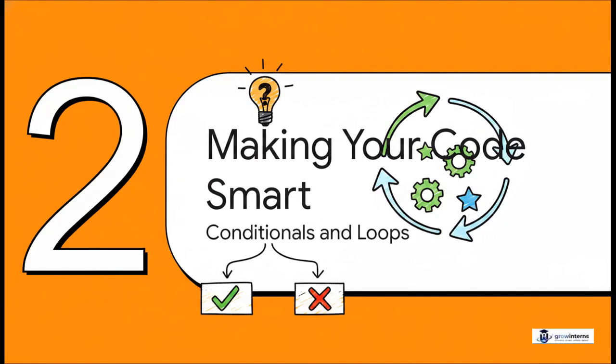Okay, so our program can talk. That's awesome. But how do we make it smart? How do we get it to react to different things or do a task over and over without us telling it to each time? Well, to do that, we need to add two super important tools to our kit: conditionals and loops. These are the things that are going to turn our simple script into a real interactive application.